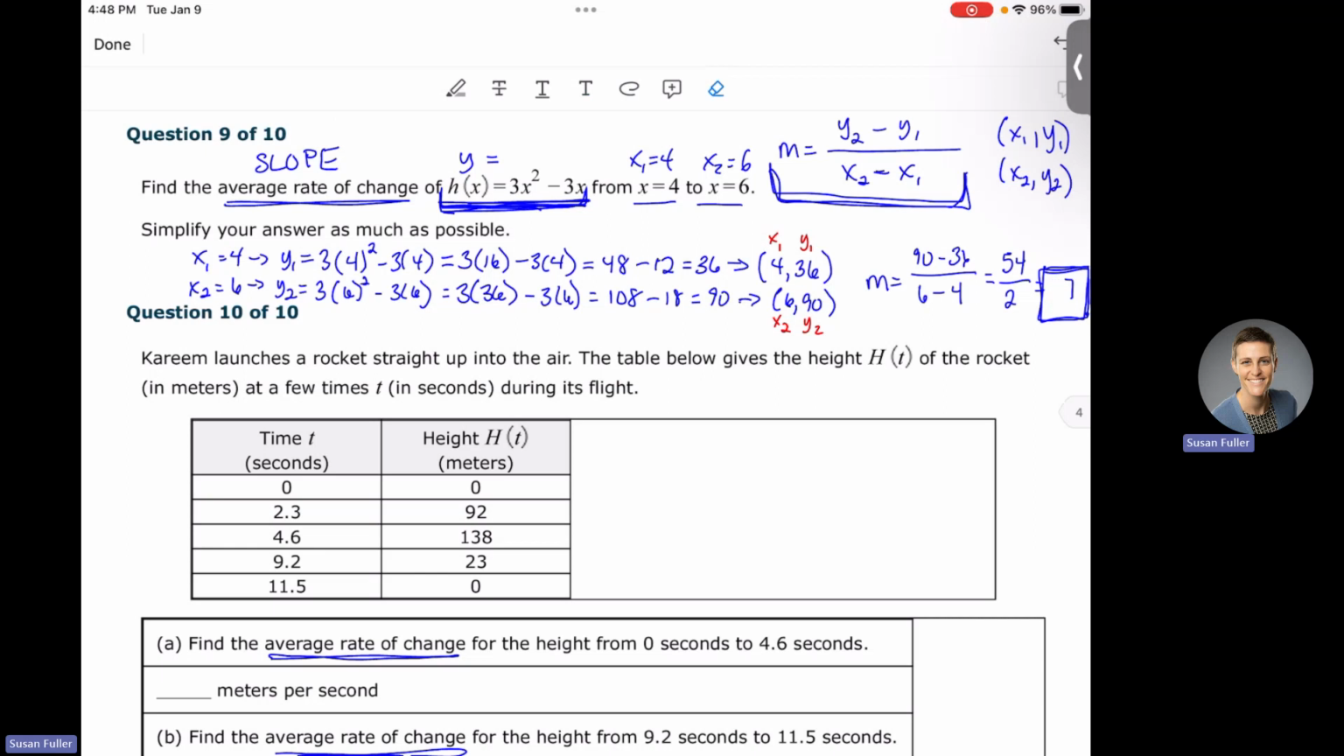Sorry, that got a little hard to read. Let me fix that for you. Okay. So again, average rate of change just means slope. Y2 minus Y1 over X2 minus X1.